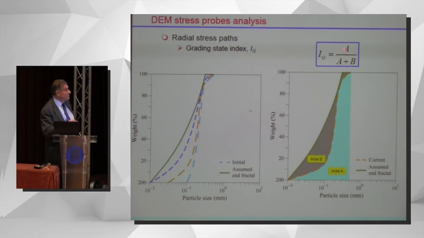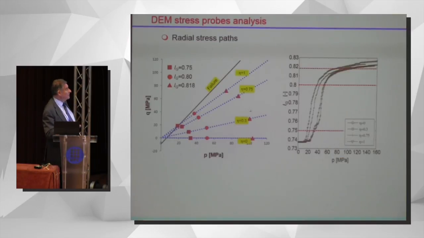First of all, I have to define something which is called the grading index. When we have a current grain distribution like this, we can define how close we are to the final fractal one by just computing this area A over the total area A plus B. So when we are at 1, we reach the final situation. Here we have different values of eta, and we stop at different points, and we can track what this grading index is as we keep more and more crushing as we increase the stress.